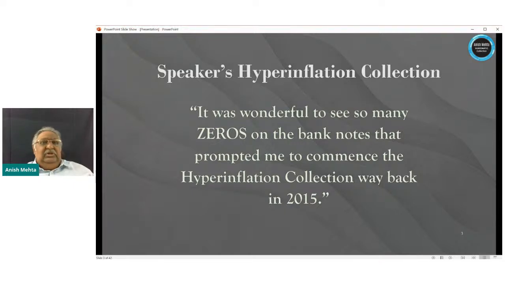In this presentation, a lot of banknotes will be shown to you, either on the screen or in the presentation. I would like to inform you that all these notes are from my collection. They are not downloaded pictures, except one note at the end, which I will mention to you at the end.